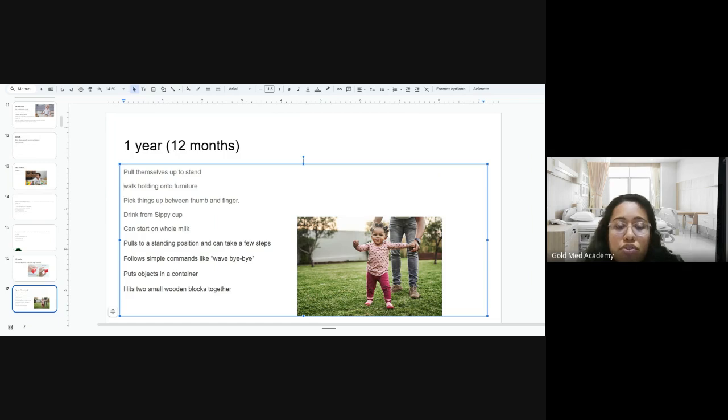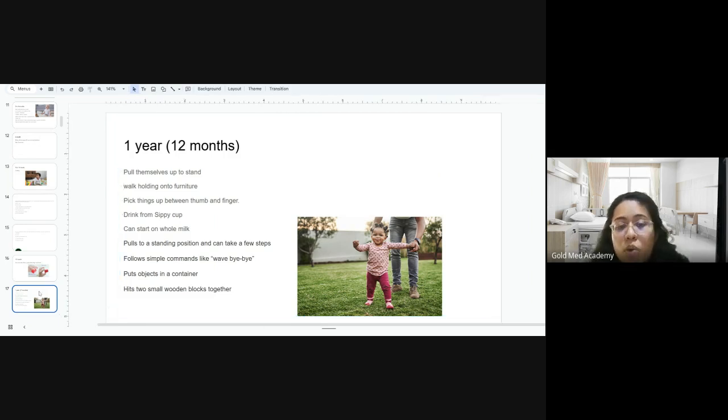They are able to pick up things between their thumb and their index finger. The pincer grasp was there. They're able to drink from a sippy cup, and they can be started on whole milk. Usually at the 1 year mark is when we can start them on whole cow's milk, not prior to that, okay? They pull to a standing position and can take a few steps, and they're able to follow simple commands like wave bye-bye. They're able to put objects in a container, and they're able to hit 2 small wooden blocks together.